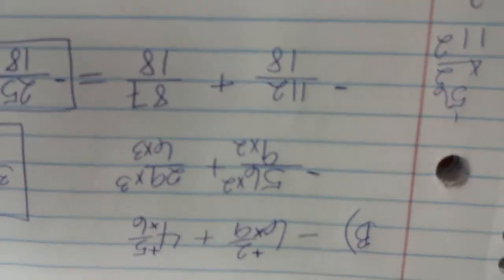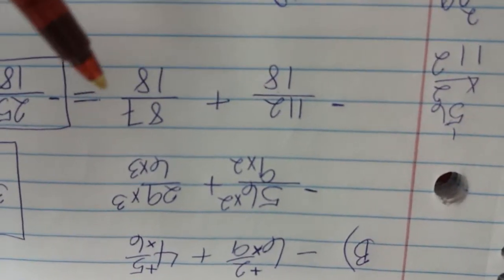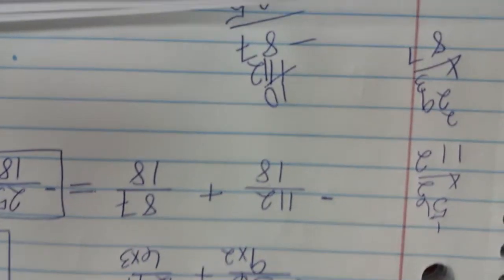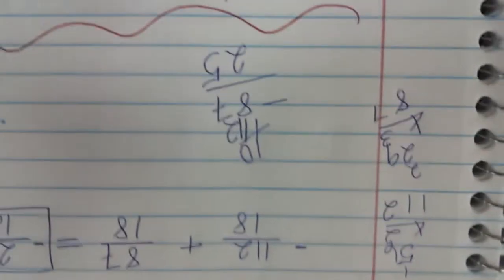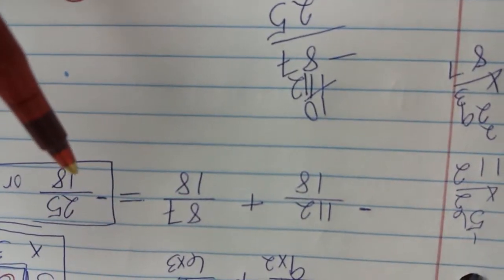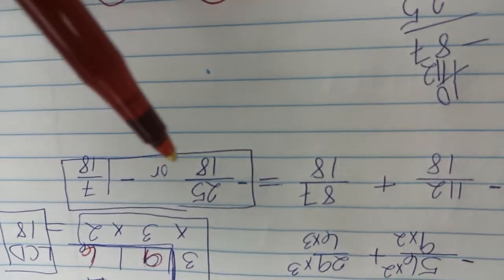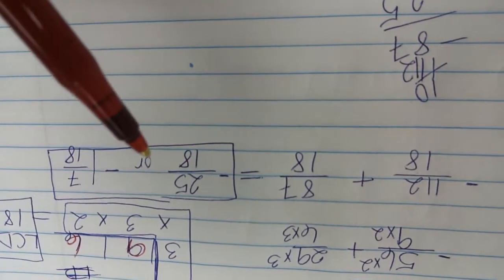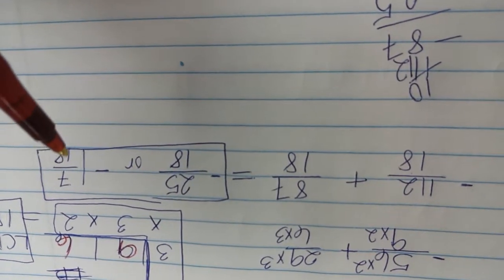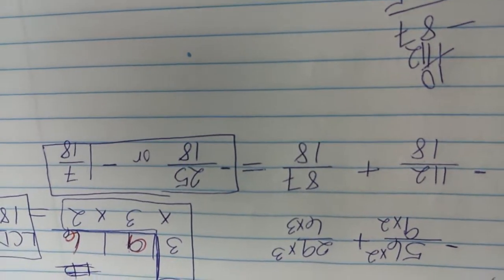All right. Again, I have addition with different signs. So I subtract 112 minus 87, which I got 25. And I put that over 18. It's negative because the 112 is bigger. And you can either write it as negative 25 over 18 or negative 1 7/18. Cannot be reduced, so I am finished.